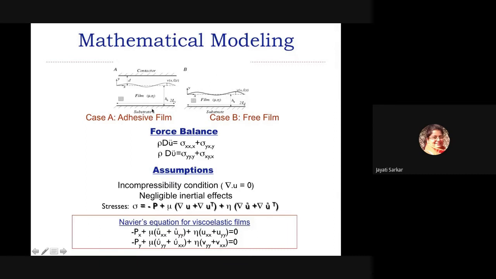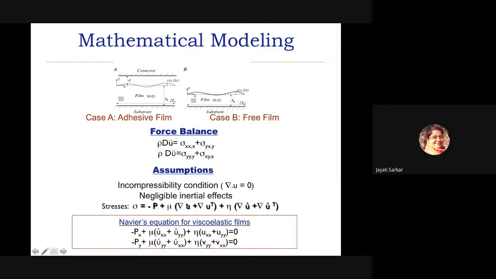So we can do a force balance. We take a shaded area in both these films. We do a force balance. It will be the same in both these films, with the assumption that there is an incompressibility condition in the film and negligible inertial effects in the film. So the stresses that we consider, the constitutive equation that we take, is that of a linear model of viscoelasticity, where mu is the shear modulus, eta is the viscosity of the film, u is the displacement, and u dot can be considered to be the velocity. So this is for a viscoelastic film.